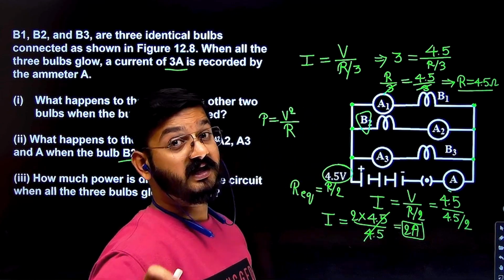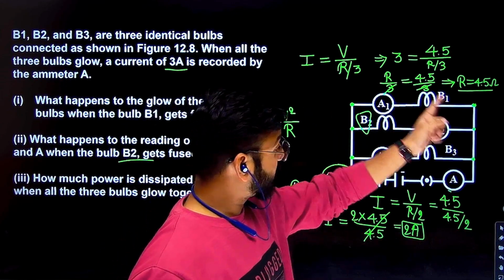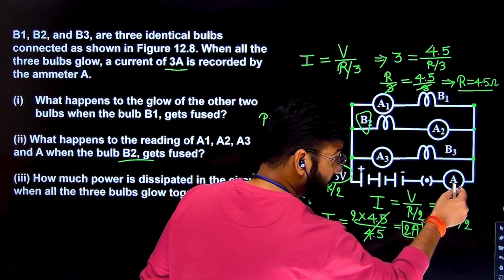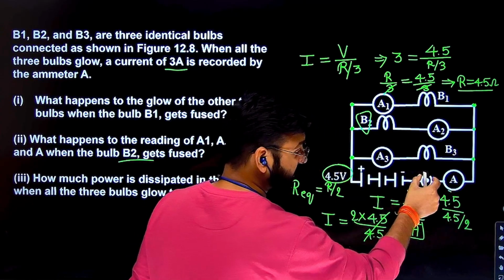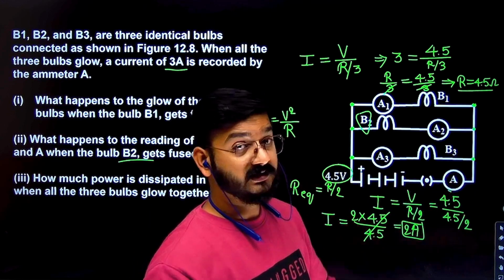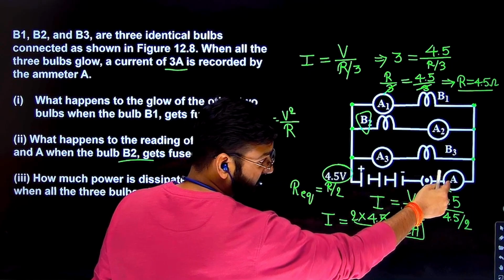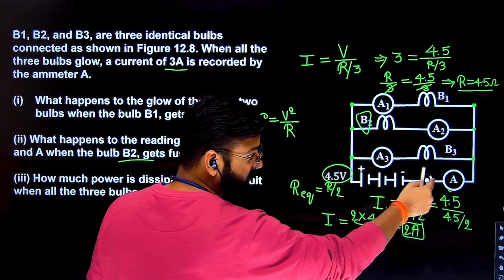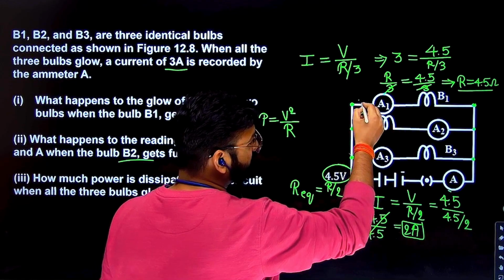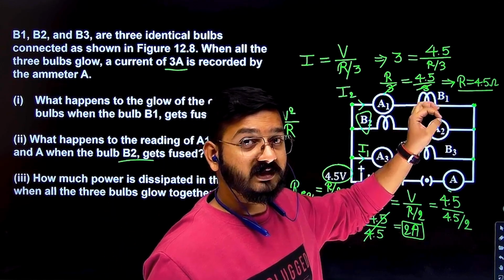So in the second case, when one of the bulbs, which is bulb 2, is fused, the total current flowing in the circuit is 2 amps. And this ammeter is directly connected to the battery, which means it will show the total current. Now this current will move from here, 2 amps will move from here. Some current will go into this one, some current will go into this one, and the current in this branch will be zero because this circuit is broken.